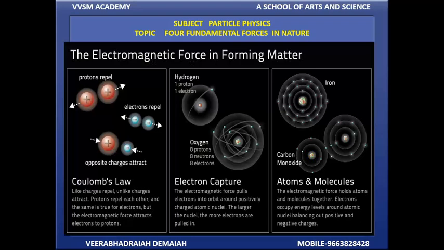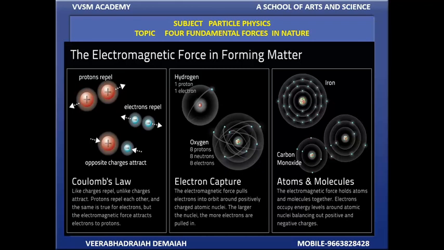Electromagnetic force in forming matter, Coulomb's law. The force of attraction or repulsion between two charges is directly proportional to the product of their charges and inversely proportional to the square of the distance between them. This is Coulomb's law.